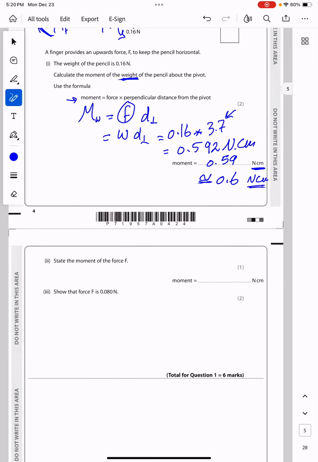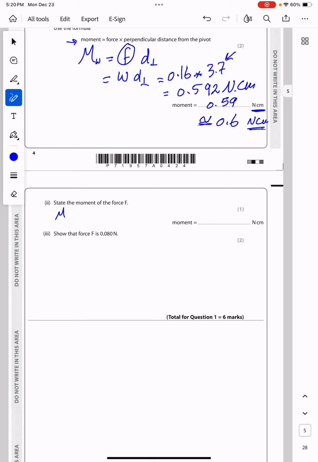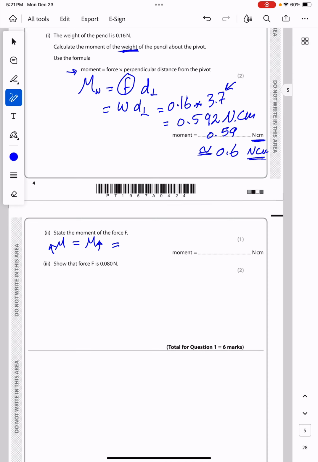Actually, you don't need it, because we know that moment clockwise is equal to the moment anti-clockwise. Let's go that way. So moment clockwise is equal to the moment anti-clockwise, as long as the pencil is balanced. And it is balanced. It's saying here that it's resting in a way that the upward force is making it balanced. So there's no moment. Those two will cancel each other, which means that we just found out the moment of the weight, which means that the moment anti-clockwise.